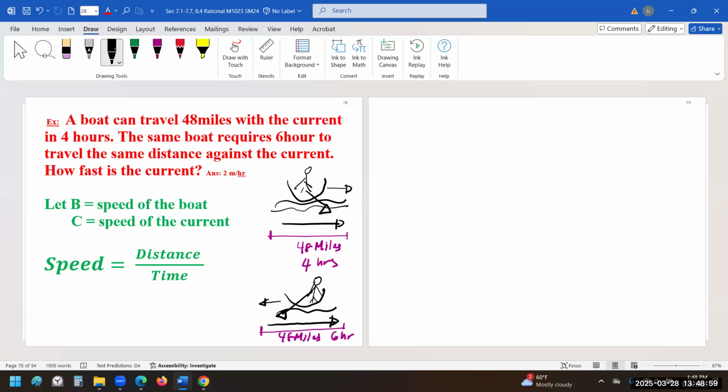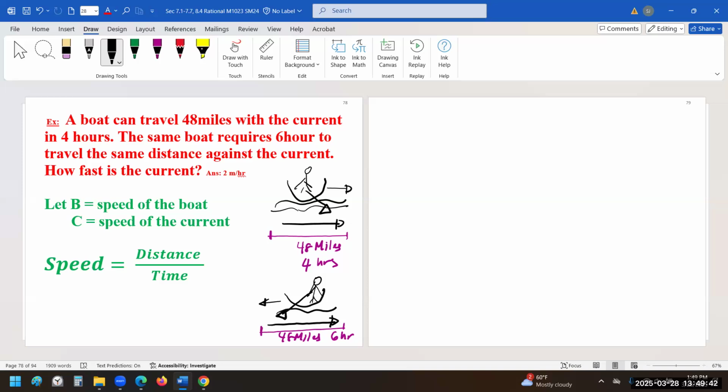Did you understand the scenario? Is there anybody who did not understand the scenario? Think about real life. If you're driving, you're going with the wind, and if you're on water, you're going with the current. So you're moving faster. Your speed plus the speed of the current, or the wind, is moving you faster, so it takes only 4 hours. But when you come back, you're going against the wind or against the current, so it takes longer because of the friction. What is the speed of the current?